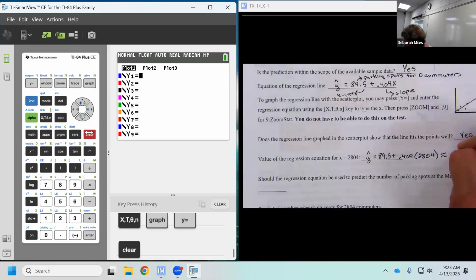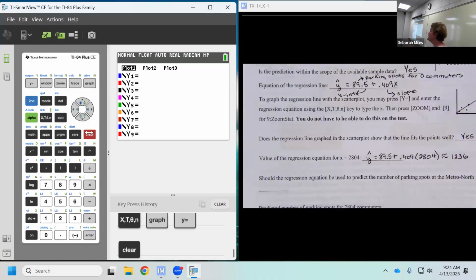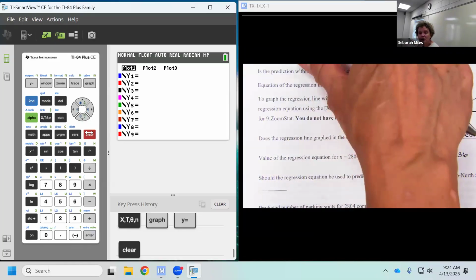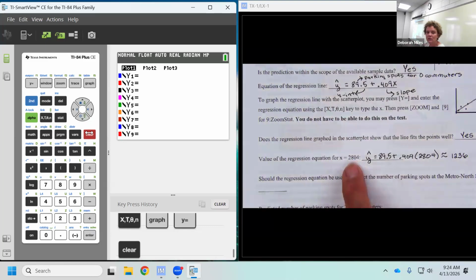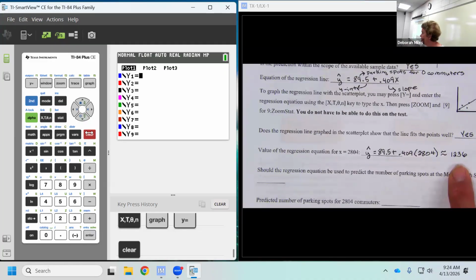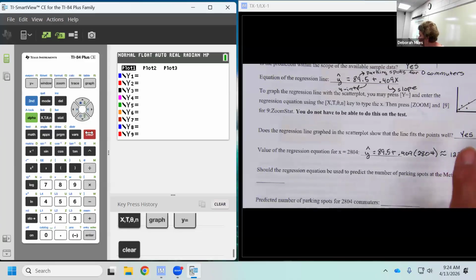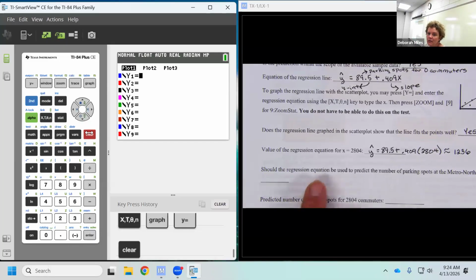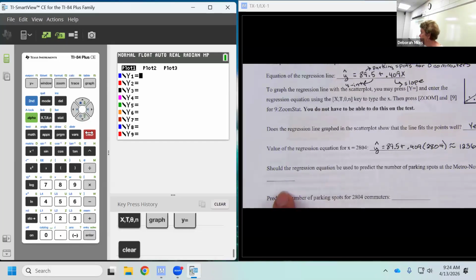All right. So according to this model, the Metro North Station of Greenwich, Connecticut, which has 2,804 commuters, according to the regression equation, it should have 1,236 parking spots. Now, the question is, do we trust that? Should we use the regression equation to predict the number of parking spaces at Metro North Station?